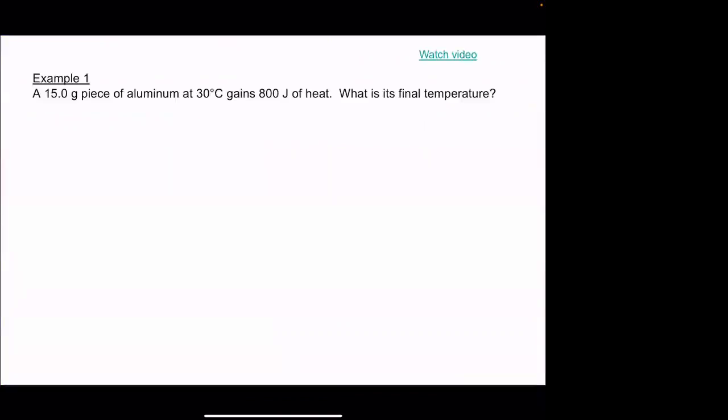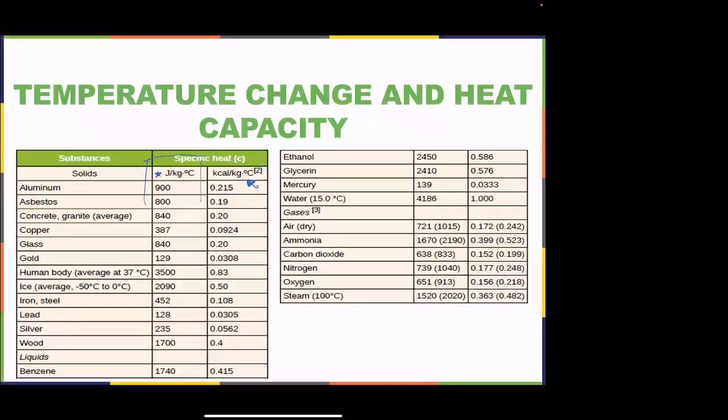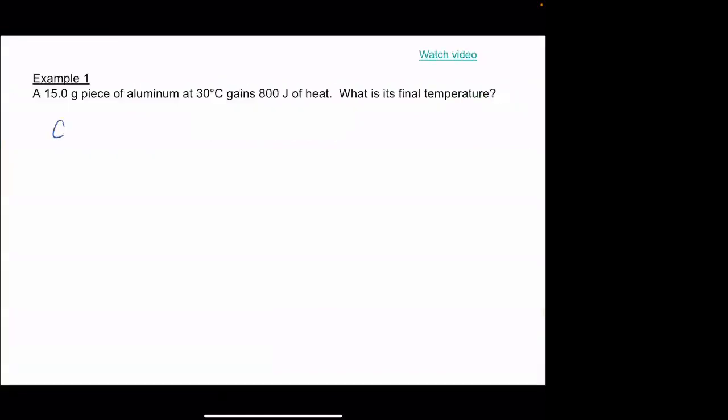All right, first problem. A 15-gram piece of aluminum at 30 degrees Celsius gains 800 joules of heat. What's its final temperature? So let's write down what we have. We have aluminum, so let's go back to our chart. C for aluminum, 900 joules per kilogram Celsius. The initial temperature is 30 degrees Celsius. Q is 800 joules, and the mass is 15 times 10 to the minus third kilograms.